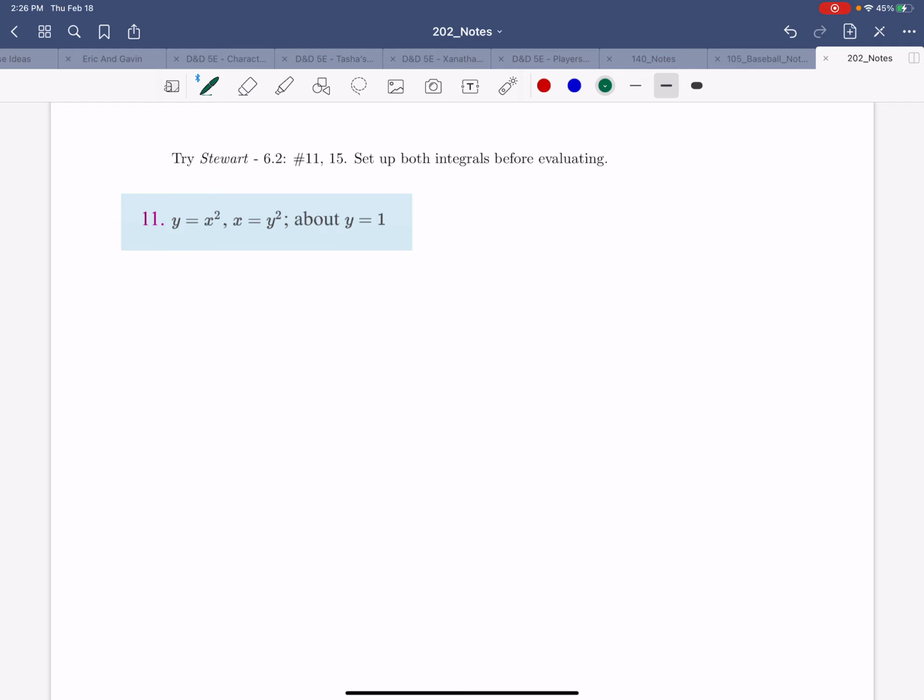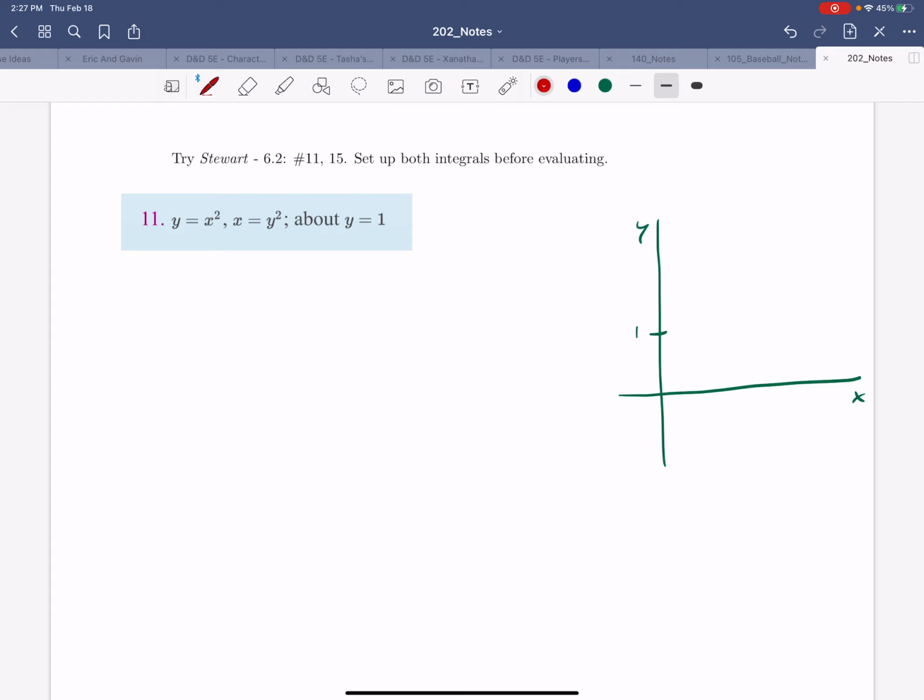Now, we are given two curves rotated about the axis y equals 1. When you see that, you draw your picture, which of course we should always be doing. We ought to make our y-axis a little bit higher than normal, because y equals 1 is going to be our axis of rotation.